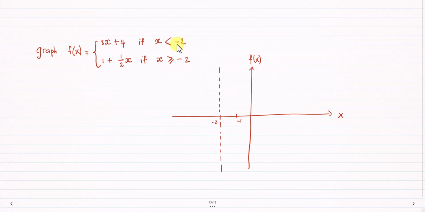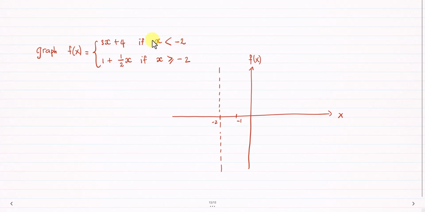On the left side, less than -2, right? Then we have this function 3x plus 4. Okay. So all you have to do now is find 2 points on the left side of -2 so that we can connect the points together, right? Well, the first point we can find is actually the endpoint at exactly -2.